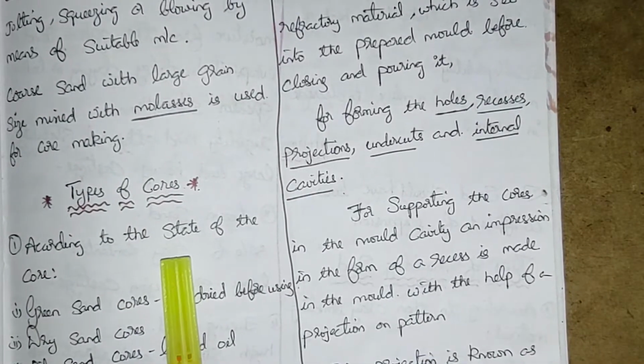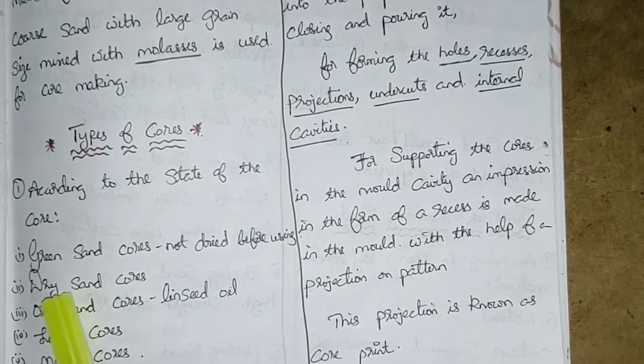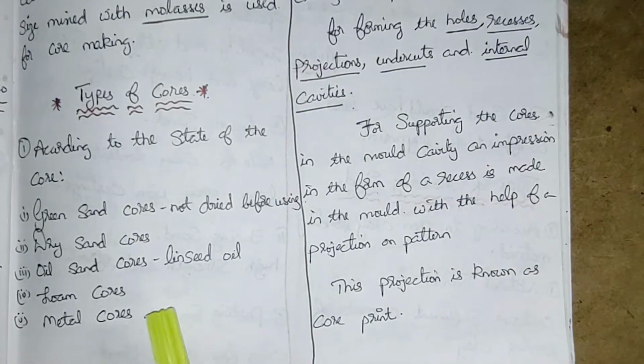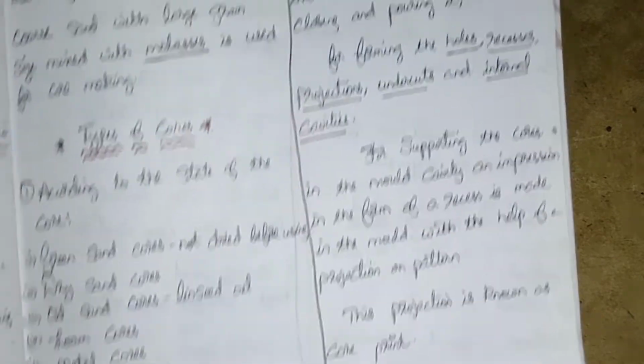Types of cores according to the state of the core: green sand cores, not dried before using; dry sand cores; oil sand cores, using linseed oil; loam cores; and metal cores.